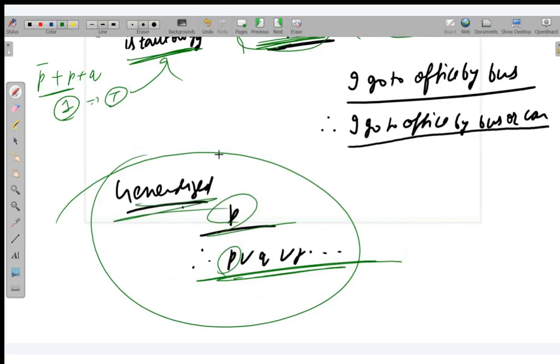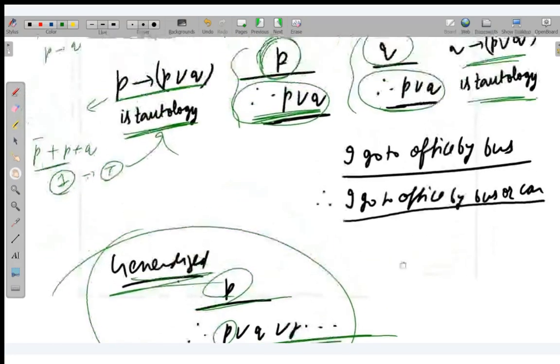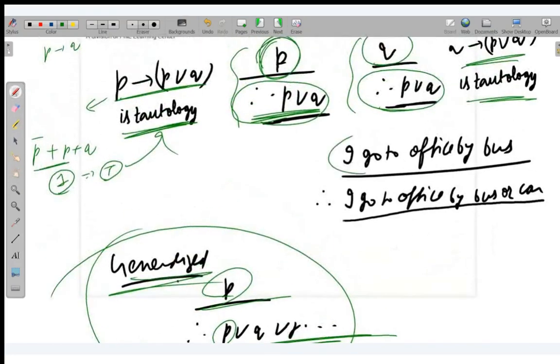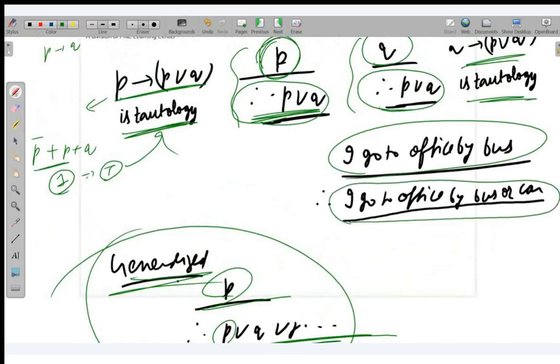If you want me to show you an example, I have shown you an example here. I go to office by bus. So the conclusion can be: I go to office by bus or car. You can draw a conclusion like this. Okay, so you will say, sir, these are meaningless things. Why are you telling us all these kinds of things? So see this. Actually, I go to office by bus. You are giving a statement like this.